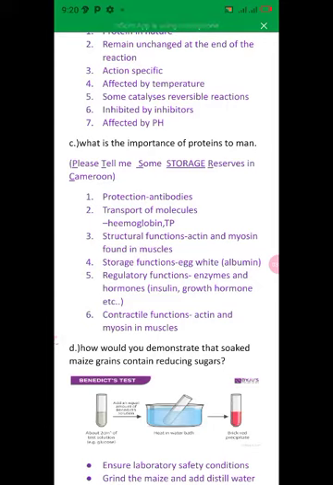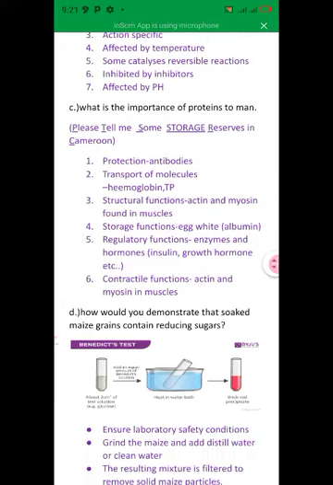Actin and myosin are proteins in nature, and they don't only play structural functions, but they equally play contractile functions, like aiding the skeletal muscles to contract, aiding in contraction and movement. When we talk about storage proteins, like albumin, all of us know that. Talking about regulatory functions, we have enzymes and hormones.